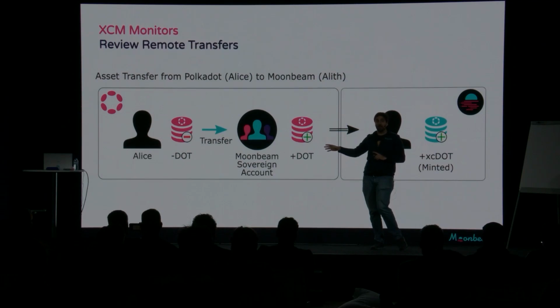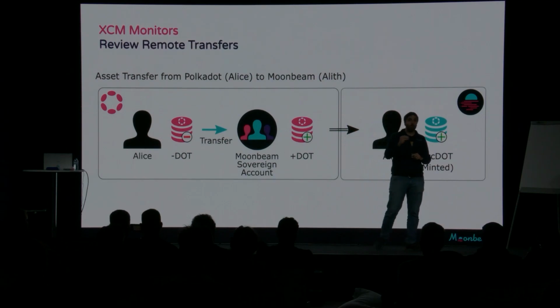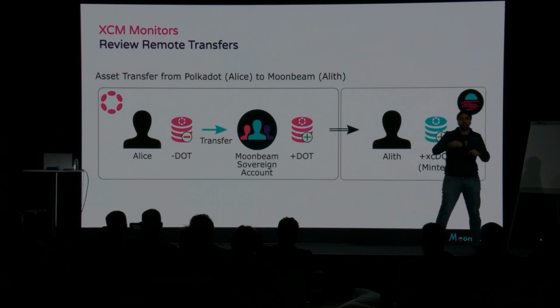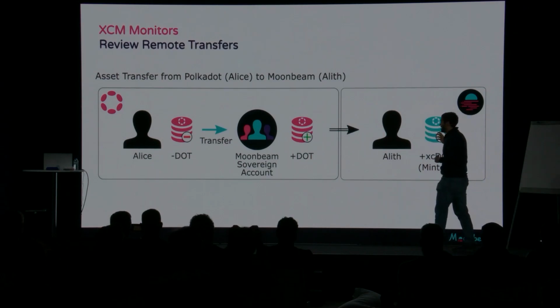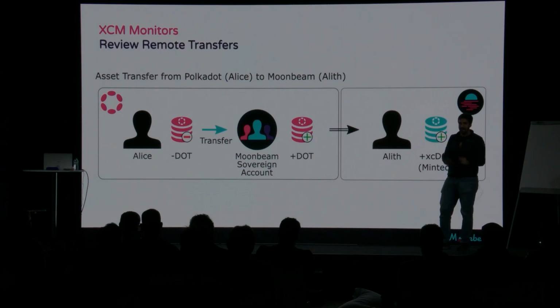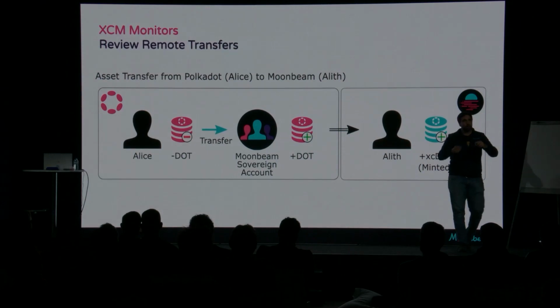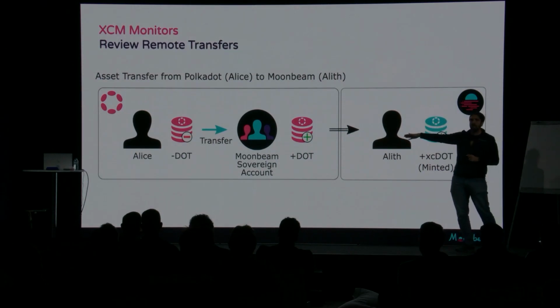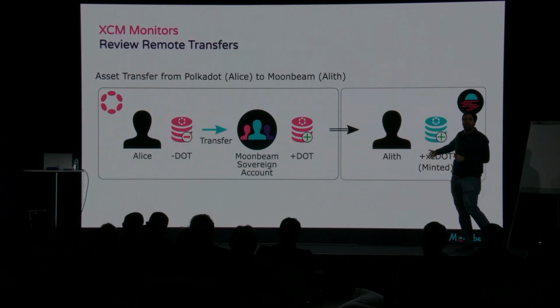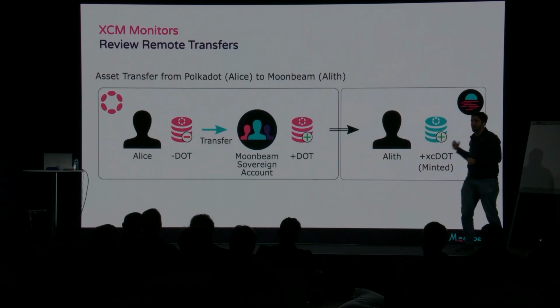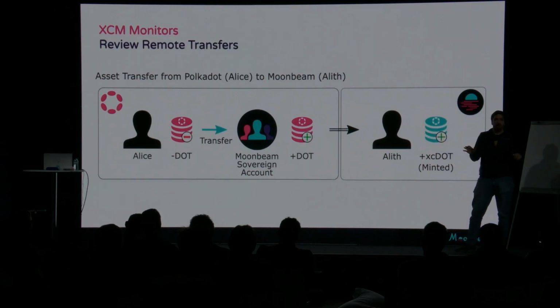The Moonbeam sovereign account can hold more DOT, so it can have 10. But this means that the maximum amount of XC-DOT that must exist is 10. It cannot be more if this is a 1-to-1 mint ratio, right? If Moonbeam decides that per DOT that we get, we're going to mint 2, that's fine, as long as they keep it on the way back. That's fine, but it's important that this ratio is matched.